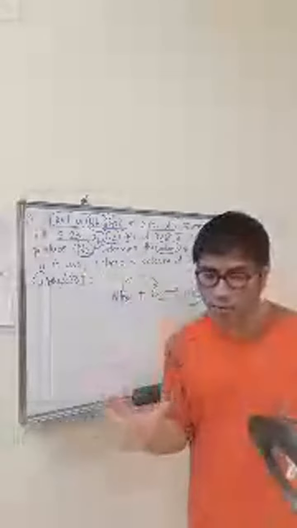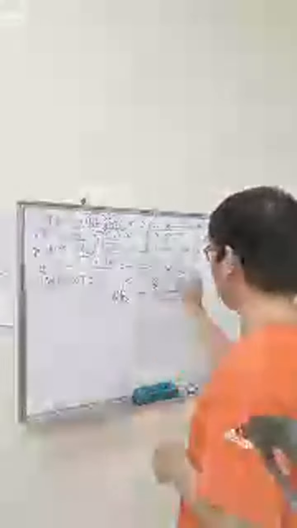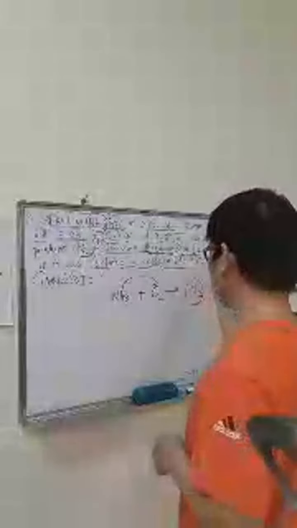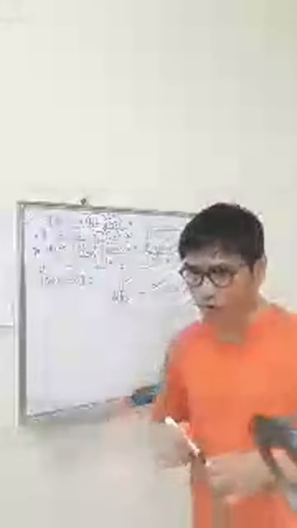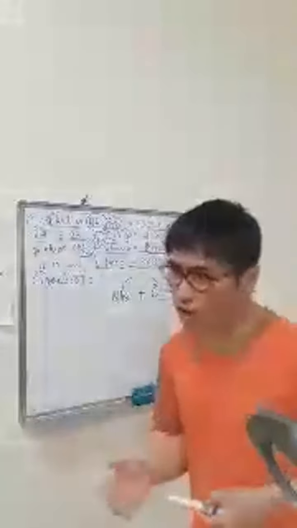N2 will go to the atmosphere, but instead of going to the atmosphere, it will be collected and isolated here. It was isolated and collected at 37 degrees Celsius. So there's an apparatus to collect and isolate the nitrogen gas produced in the chemical reaction of ammonia and oxygen gas.